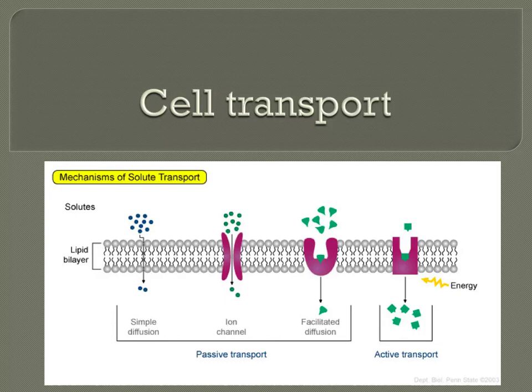This is one part of a series of videos involving cell biology. This video will provide an overview of some of the different ways that materials can move into and out of cells. The picture on the bottom of this slide illustrates the two main types of transport that will be described in this video: passive and active transport.